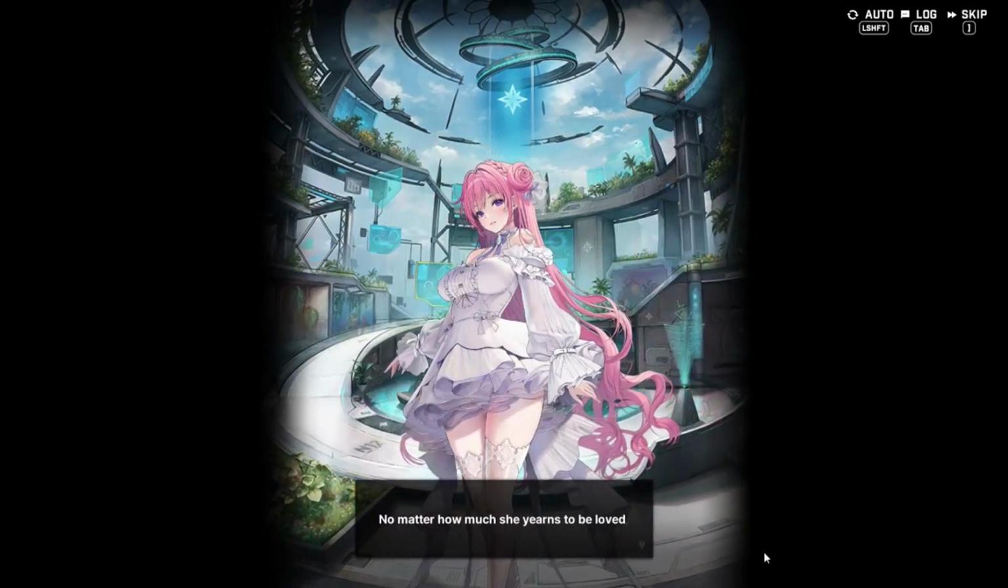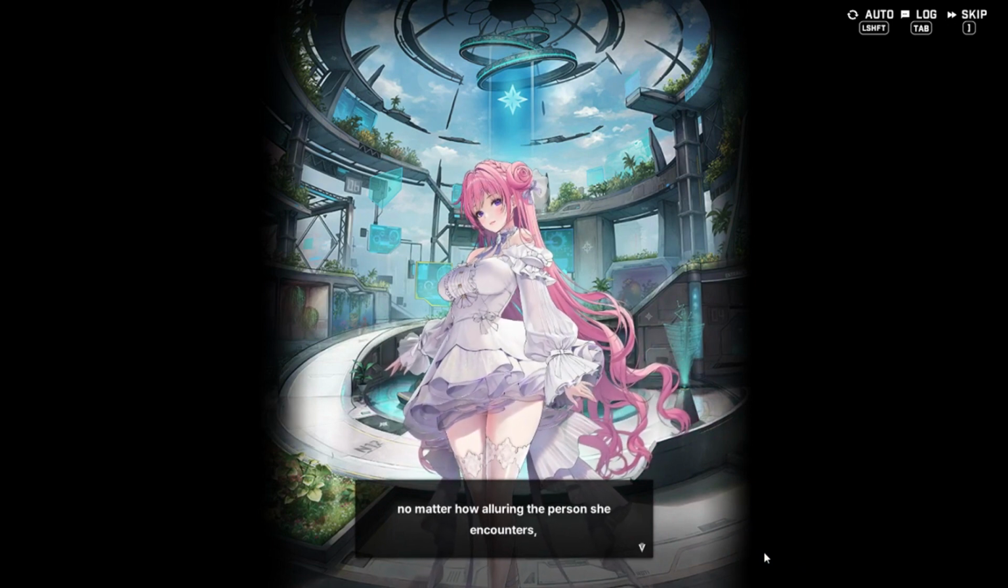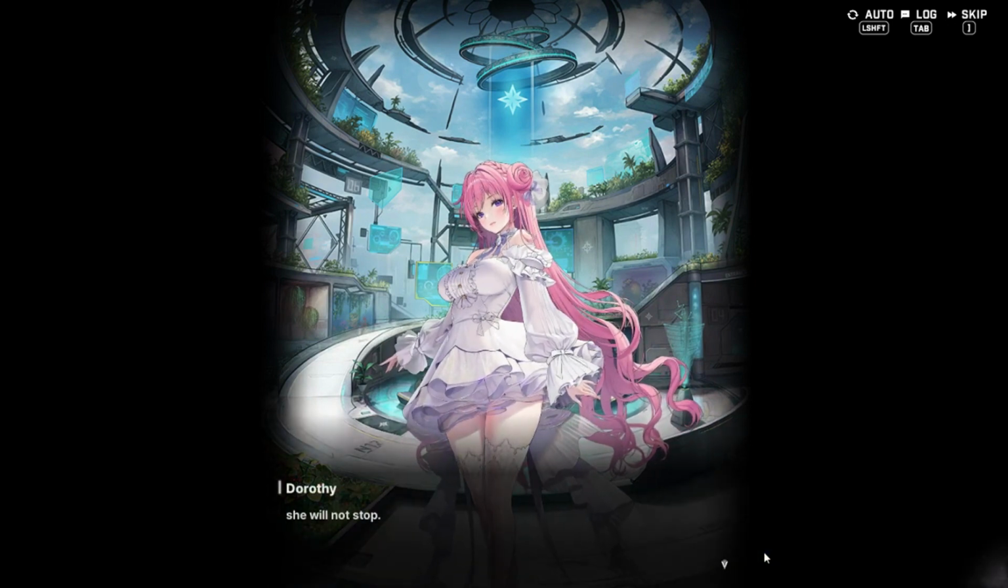No matter how much she yearns to be loved, no matter how alluring the person she encounters, she will not stop. Isn't that right, Pina? Before these wings carry you back to the Ark, they will first fly towards paradise.